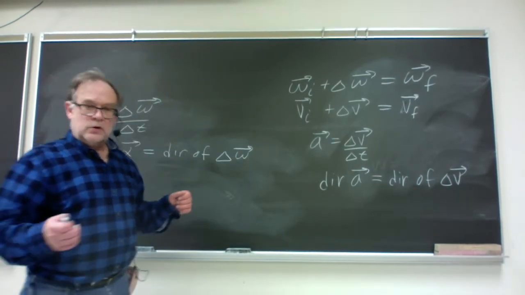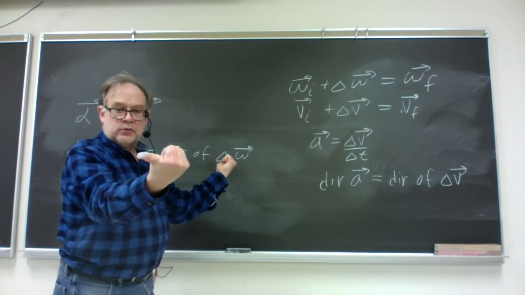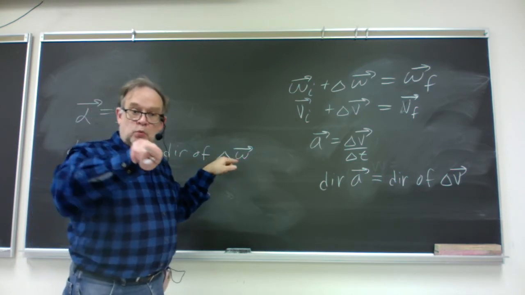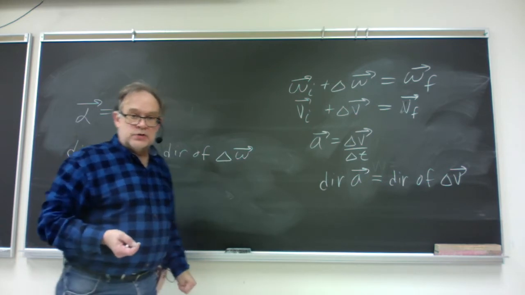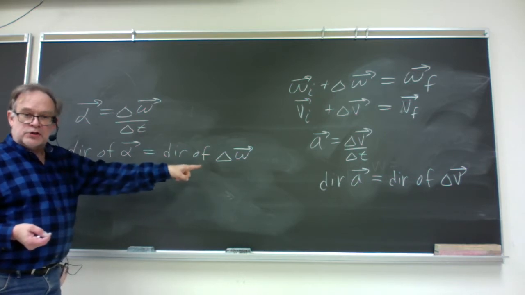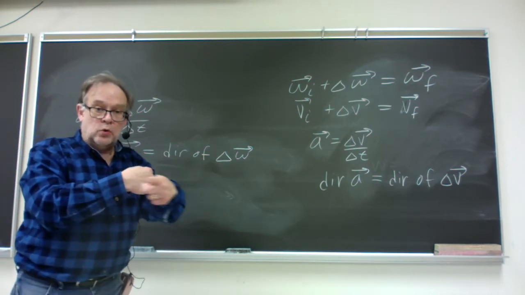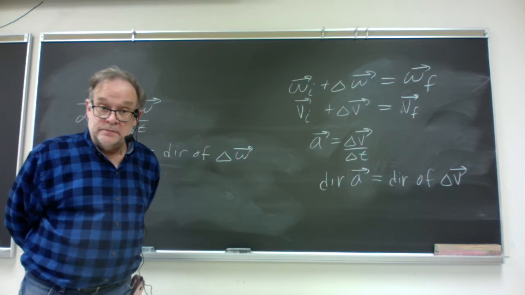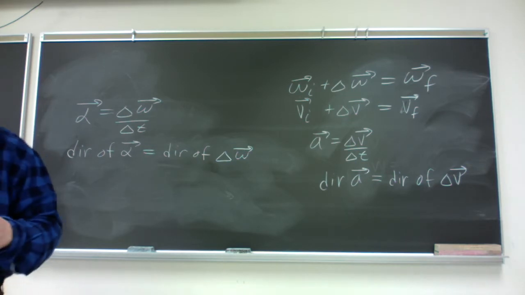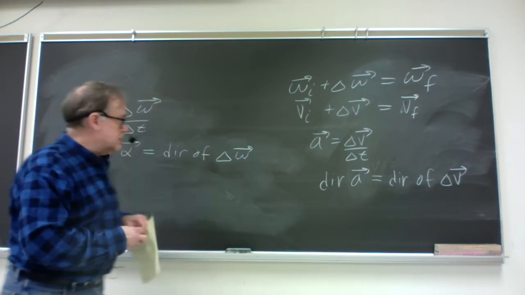Well, velocities point only one way or the other along the axis of rotation, so any extra velocity added on must point only one way or the other along the axis of rotation. And if angular acceleration is the same direction as this, then angular acceleration must point only one way or the other along the axis of rotation. Just look at a couple examples of this.